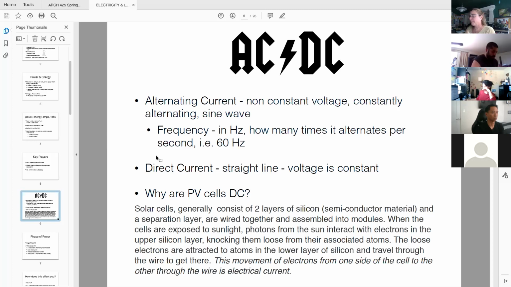But the reason alternating current is a better system for long range distribution is it can travel farther distances without losing as much force, as many volts. Direct current works really well, but over much shorter distances.